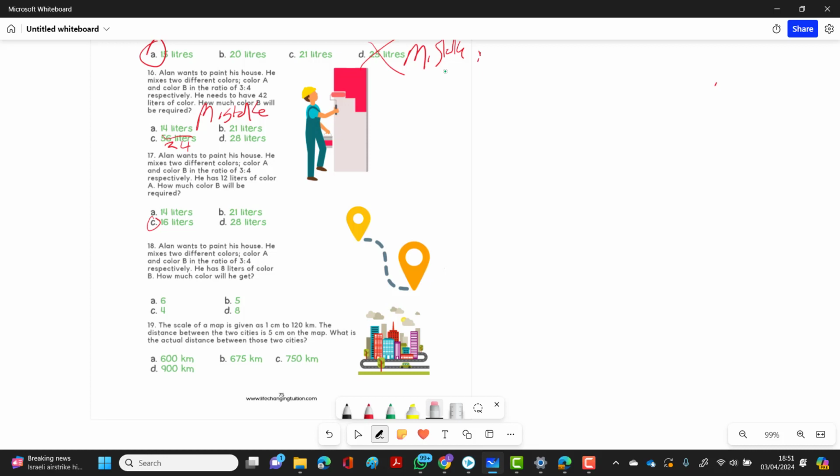Alan wants to paint his house, and he mixes two different colours, 3 and 4. This is another ratio problem. So A, B, 3, 4, and 8 here. So times 2, times 2, 6. So number 18 is 8. Okay, 19.